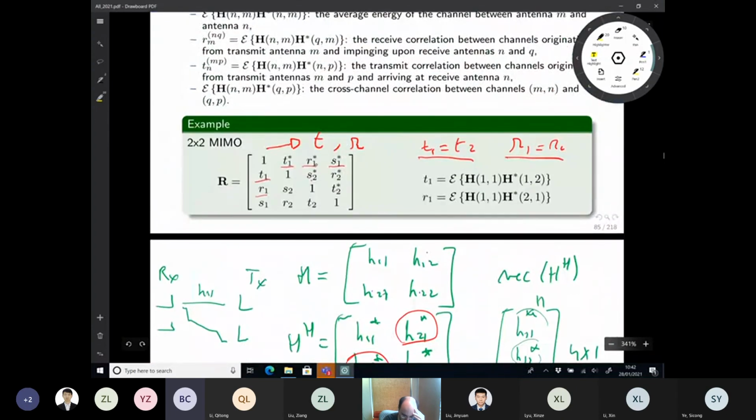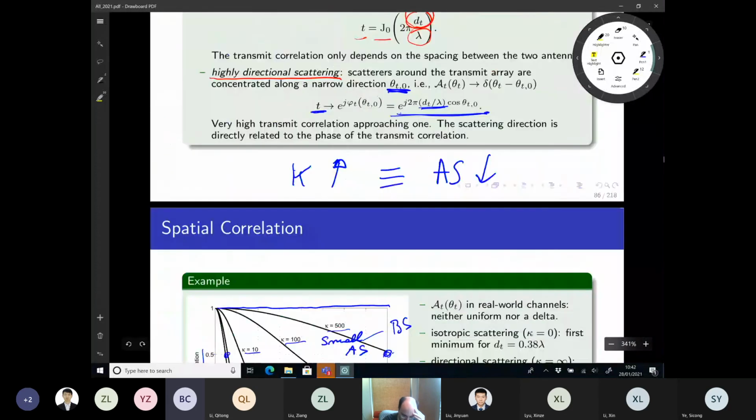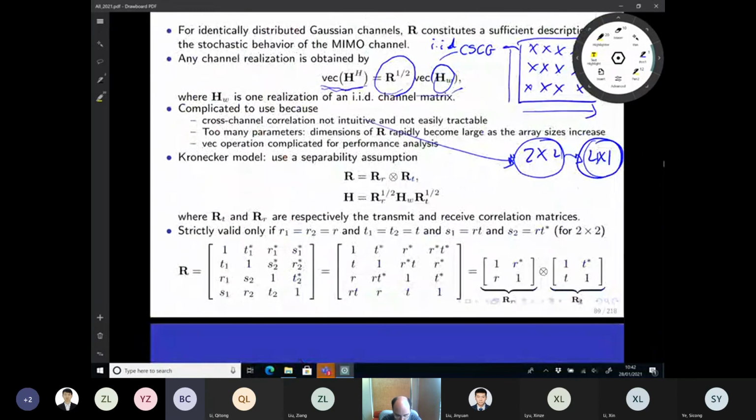This one, but then you have lots of coefficients, right? So a simplified model of R is given by this here, where you have a Kronecker product between a receive correlation matrix and a transmit correlation matrix. So what is a Kronecker product? Imagine, let's take this example, I have a 2 by 2 matrix, and I have two of them.